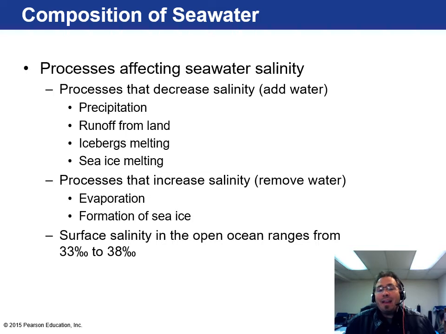Now, there are things that increase salinity, because they're removing water, things like evaporation and the formation of sea ice. So when sea ice forms, it sucks out all of the fresh water because that's what's freezing, leaving a much saltier sort of brine behind. So the salinity in the open ocean can vary between 33 parts per thousand to 38 parts per thousand. So it just depends on where you are. It's not a huge difference, but it's definitely noticeable, at least in the chemistry. Maybe not to us humans.